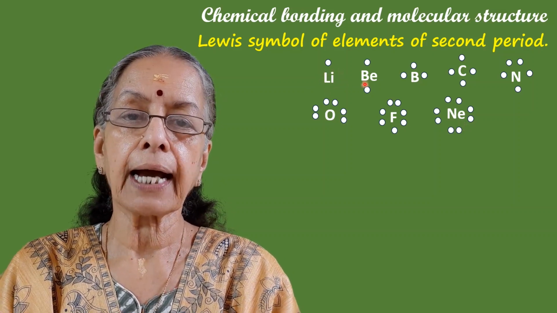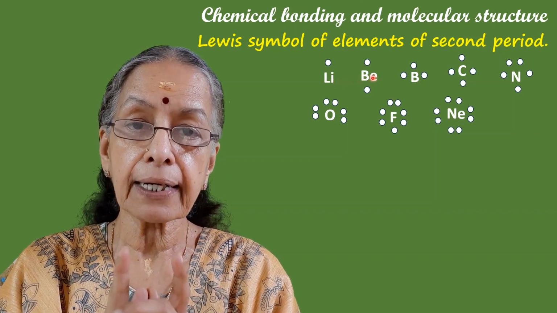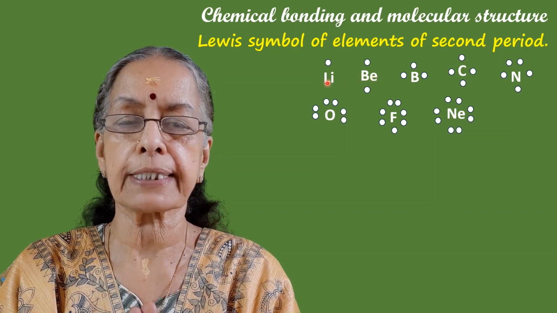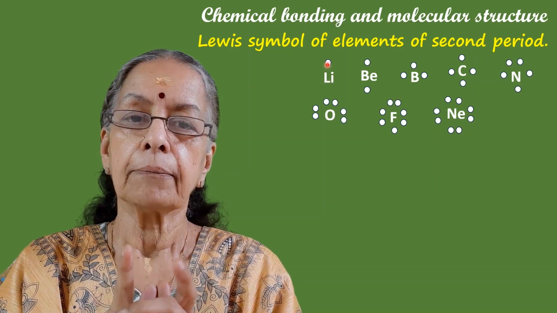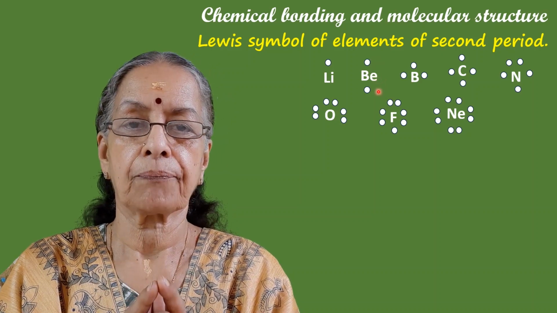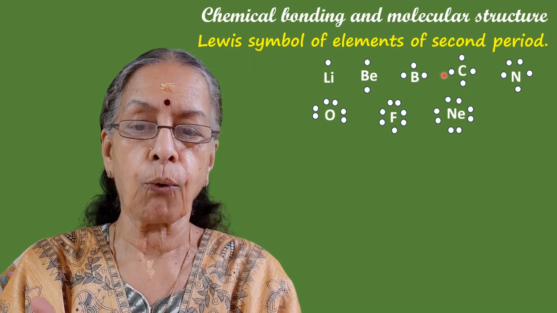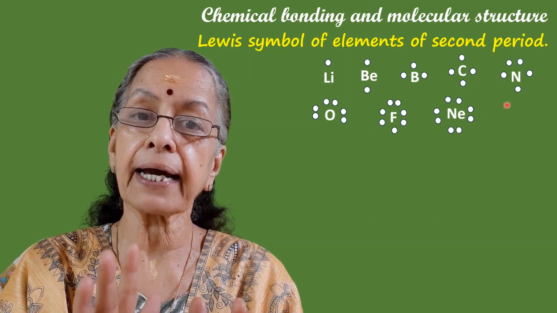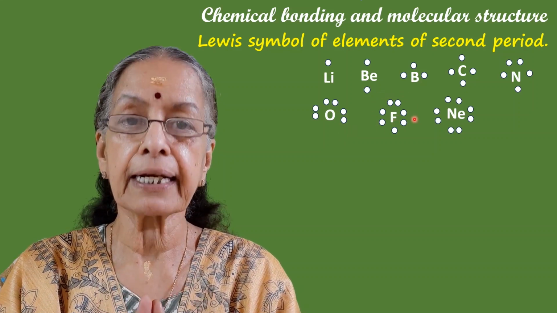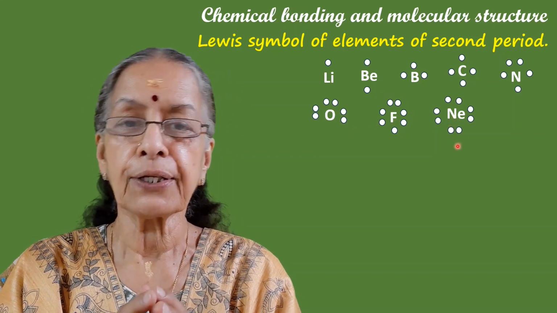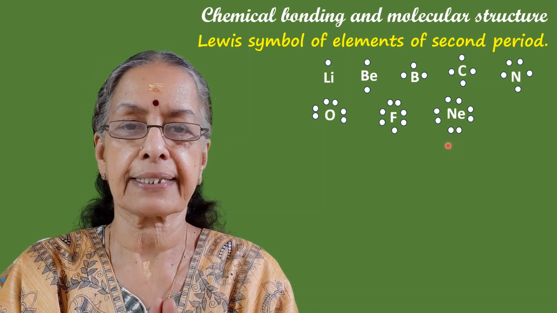He used the alphabetical symbols and along with that he represented the valence electrons, that is the outermost electrons only. So lithium has 1 electron, beryllium has 2 electrons in the outermost shell, boron has 3, carbon has 4, nitrogen has 5, oxygen has 6 electrons, fluorine has 7 electrons, and finally neon has 8 electrons. Neon is a noble gas.